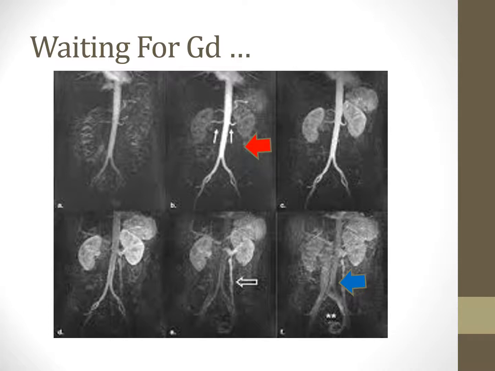If we continue to look at the images as the contrast continues to circulate, you can see how it washes out as it begins to dilute with the blood as it circulates throughout the body. And the blue arrow for venous is demonstrating the late phase venous structures, and you can see the IVC coming up the abdomen parallel to the descending aorta.